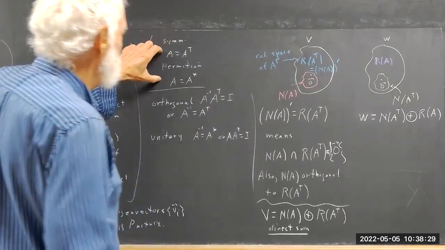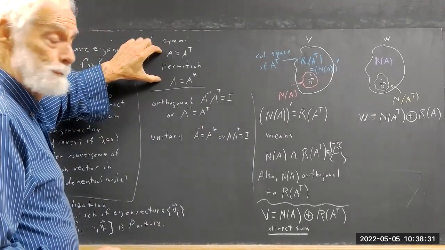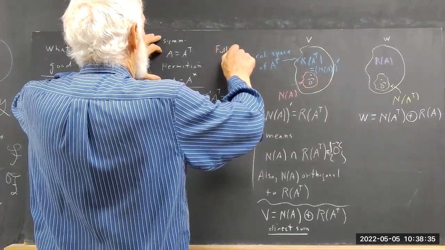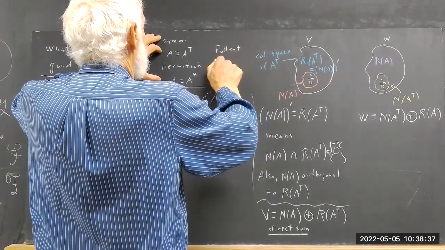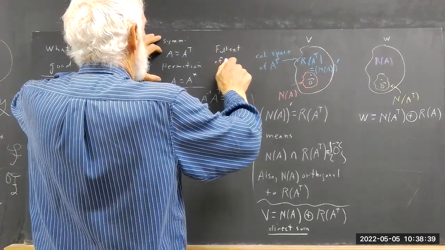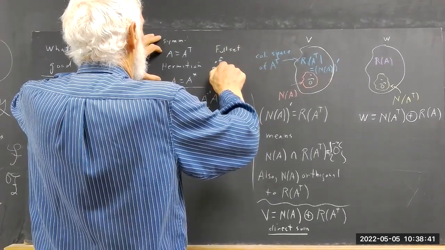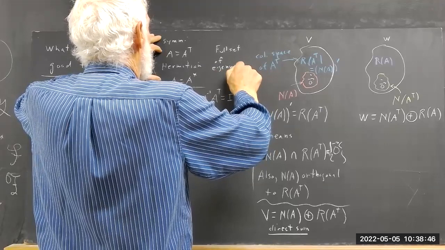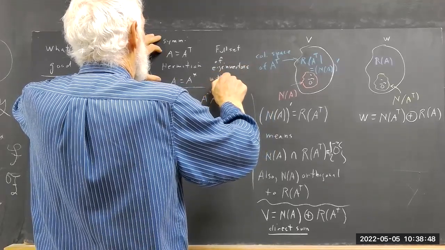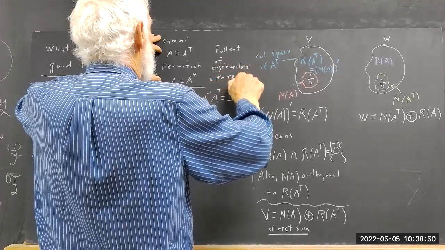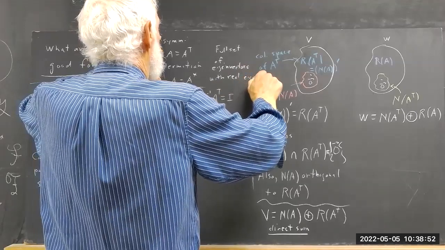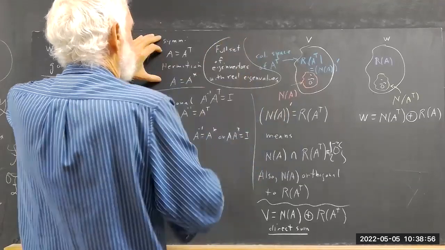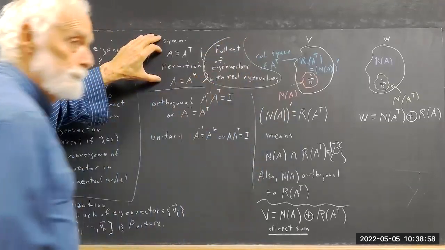Okay. In both cases, you get a full set of eigenvectors with real eigenvectors.